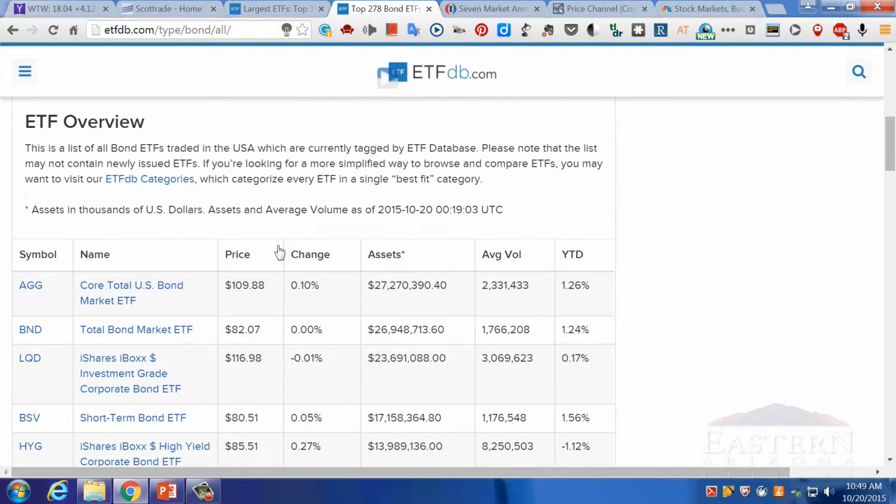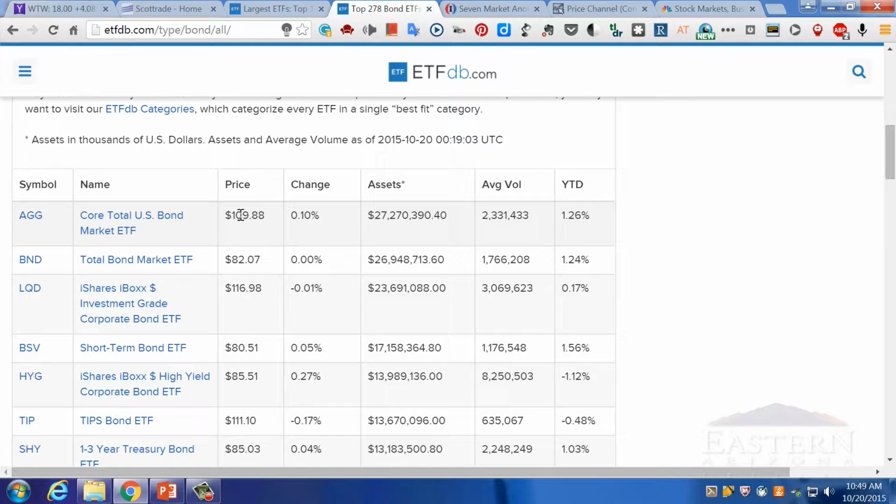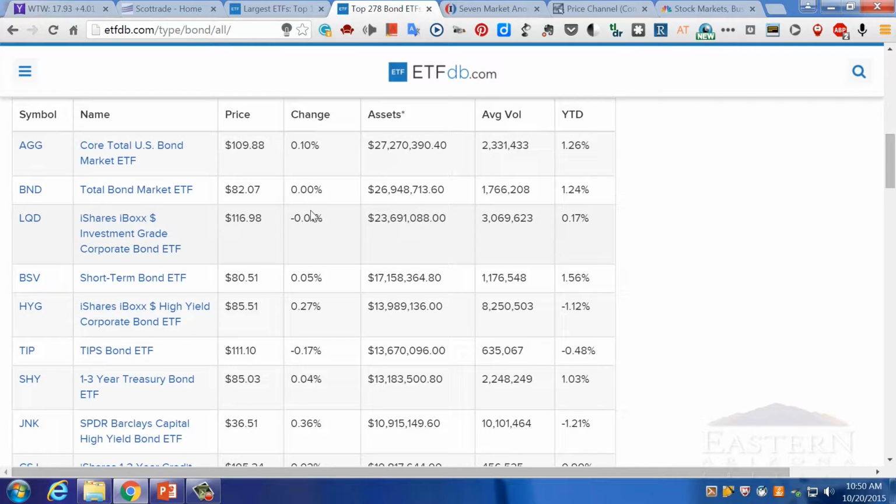Here's a bond ETF list that I found just by Googling it. Just put in list of bonds. This is etfdb.com. There are tons of websites that are just like this. And lo and behold, there's one right there. Short-term bond ETF. So instead of going in and buying bonds, just buy that. So you would just put this into Scottrade or E-Trade, and you would get BSV. It's $80.51. That's a pretty expensive stock for us, but you're investing in what you want.